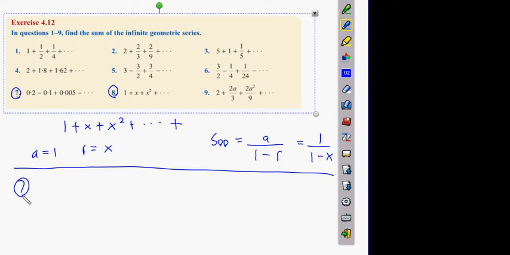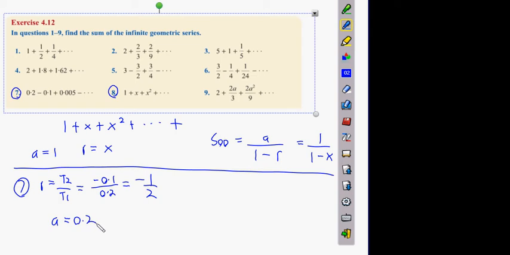So 7 is, we can see that it's changing sign every time. If I ever want to find out the r value, remember it's just simply t2 divided by t1, which is minus 0.1 divided by 0.2. And what that gets me is an r value of minus a half. The a value is 0.2.